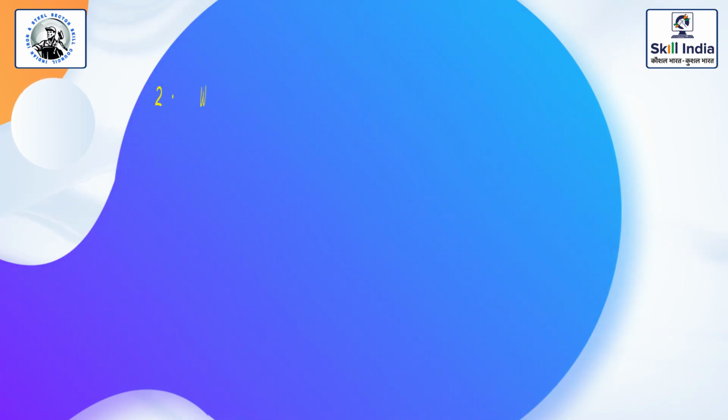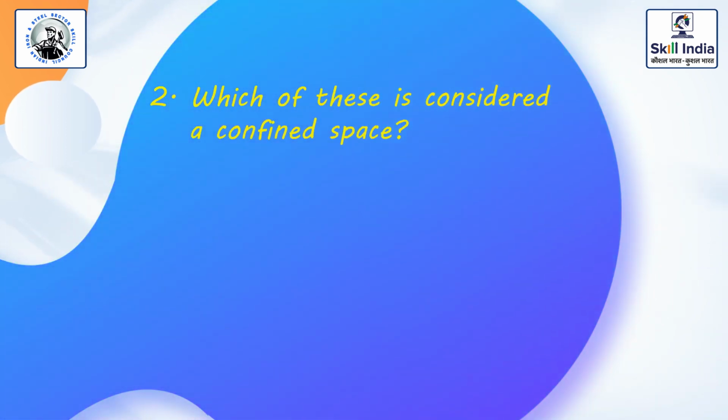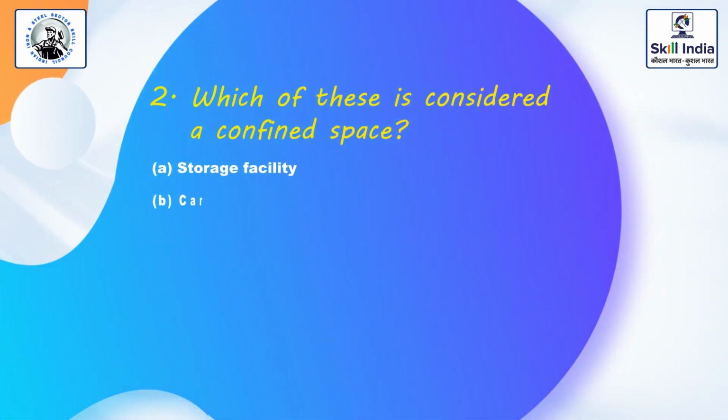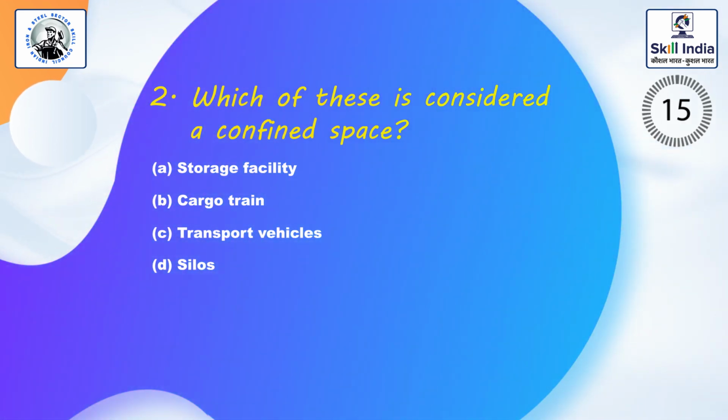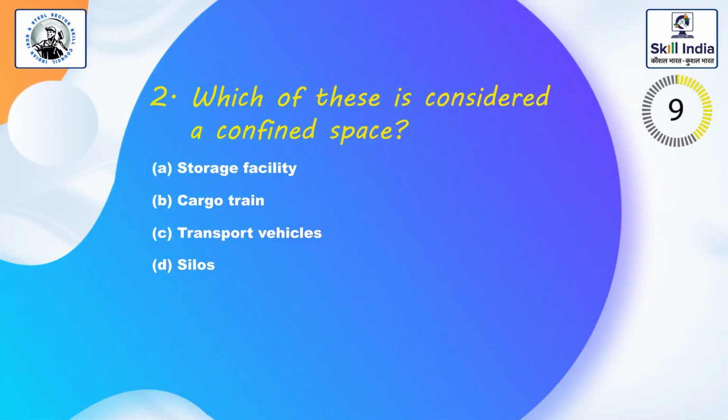Question 2. Which of these is considered a confined space? Option A, storage facility. Option B, cargo train. Option C, transport vehicles. Option D, silos. Correct answer is option D.